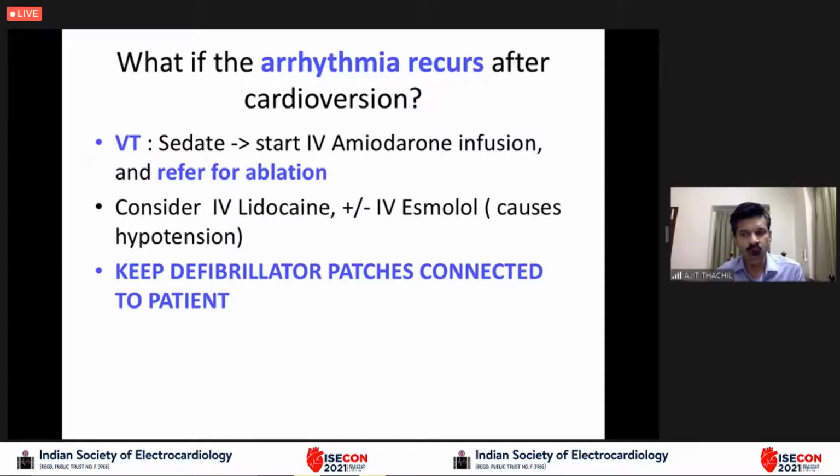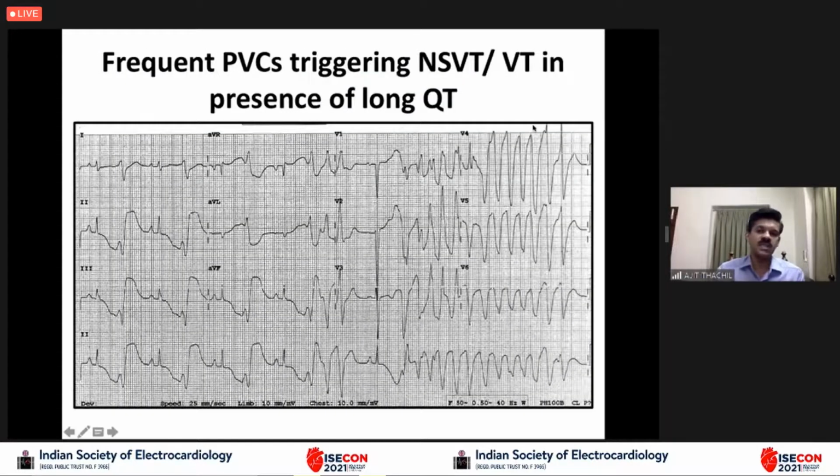If you get a small window of stability in VT, send the patient to a center which can ablate if it's a recurrent VT. And keep the defibrillator patches connected if a VT recurs in a patient. Frequent PVCs triggering non-sustained VT or VT in presence of long QT: do not miss the long QT in the sinus beats. Then you cannot use amiodarone. You have to use lidocaine.